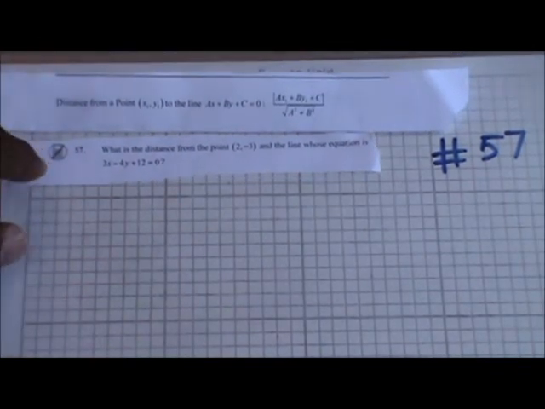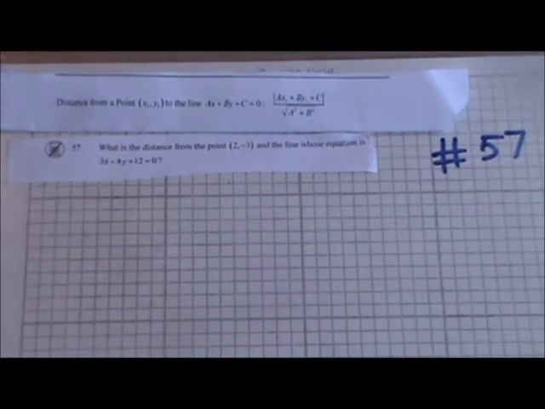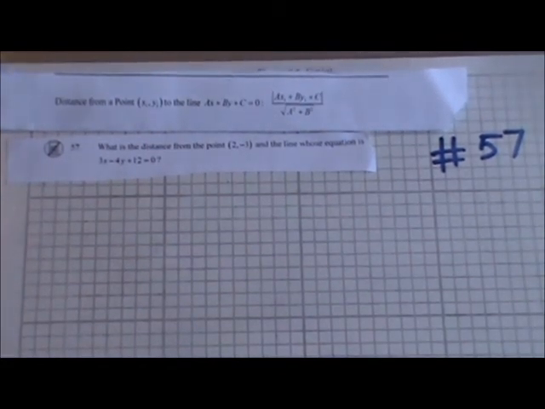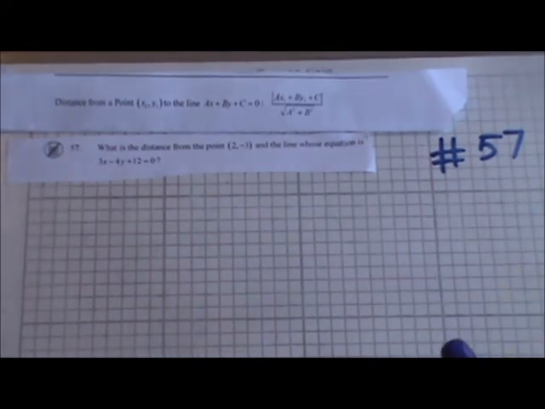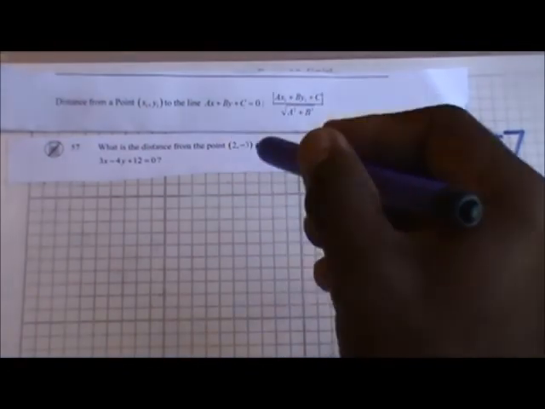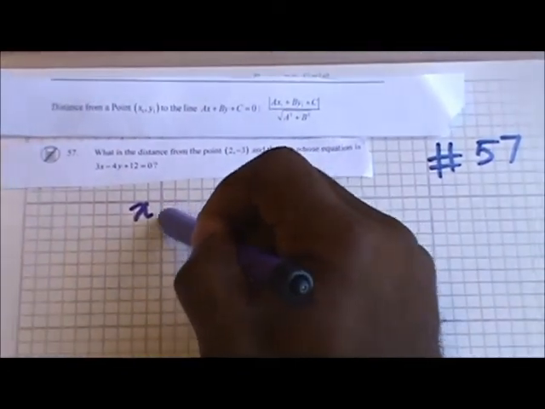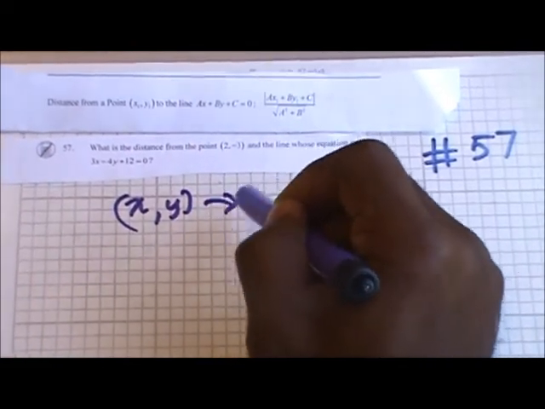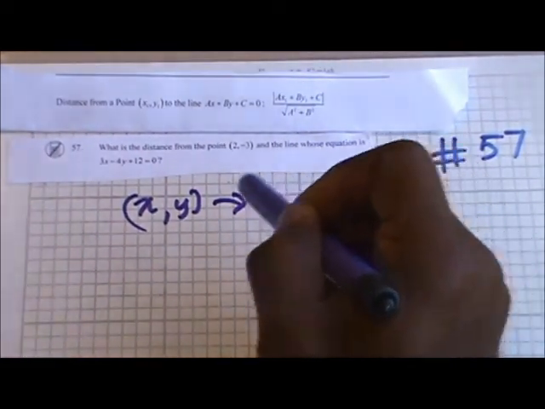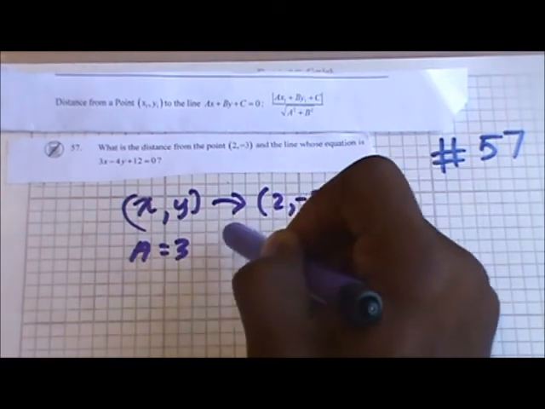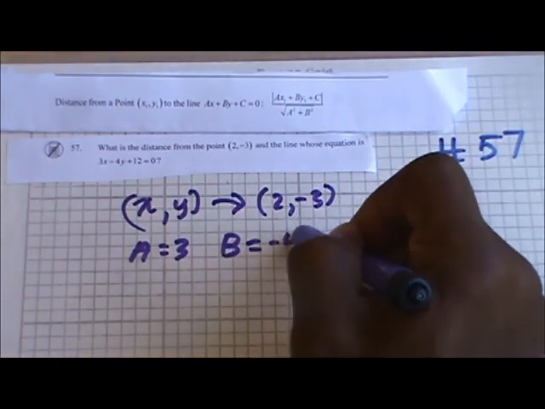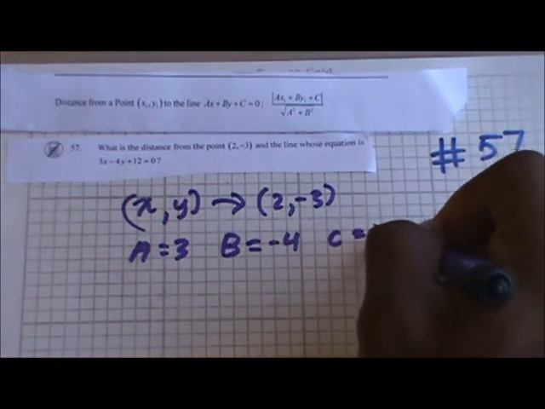Last but certainly not least, number 57. Very straightforward problem, no calculator problem. So let's take this calculator and move it out of the way. It says what is the distance from the point 2 comma negative 3 to the line whose equation is 3x minus 4y plus 12. So just taking out the information that you need, your x and your y is 2, negative 3. Your A is 3, B is negative 4, and C is 12.